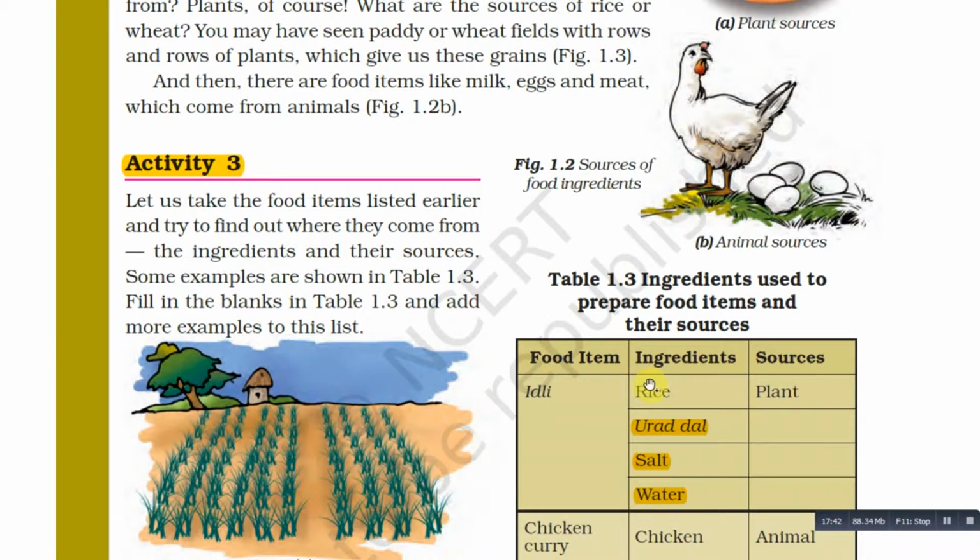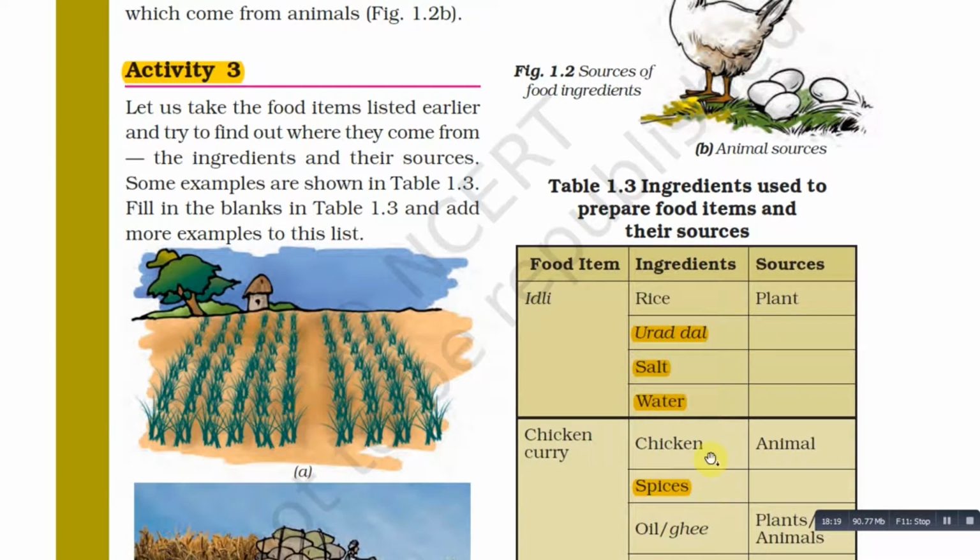So the ingredient of idli is rice. Where is rice coming from? Rice is coming from the plant. In the same way you have to write where urad dal comes from, where salt comes from, where water comes from. Water is not coming from a plant and not from an animal either. Water we take from rivers and oceans. I told you there are mainly two sources, plants and animals, and of course water is there too.